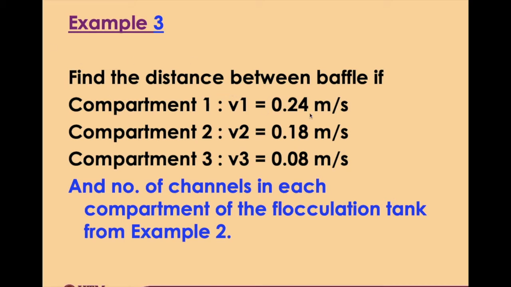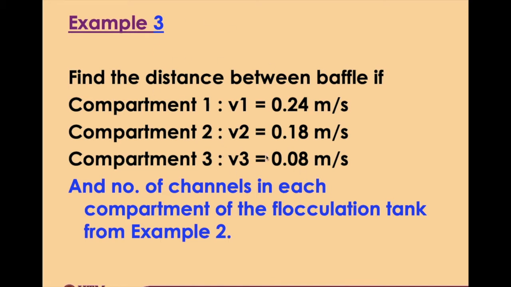Now we have a different kind of speed for compartment 1, compartment 2, and also compartment 3. They have different speeds. Because of having different speeds, it will affect the number of channels and also the distance between baffles for every compartment.